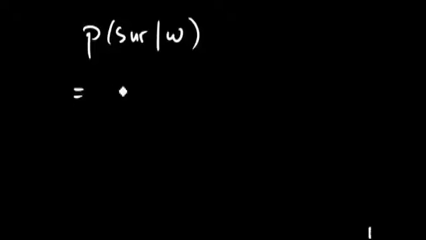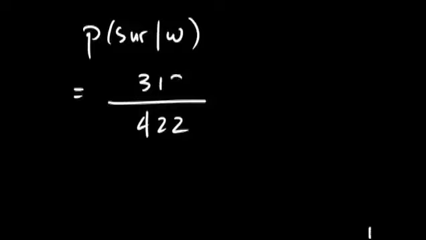We determine the probability that you survived, given that you're a woman. We need to determine the total number of women who were aboard the Titanic, which is 422. And of these women, how many survived? 318.